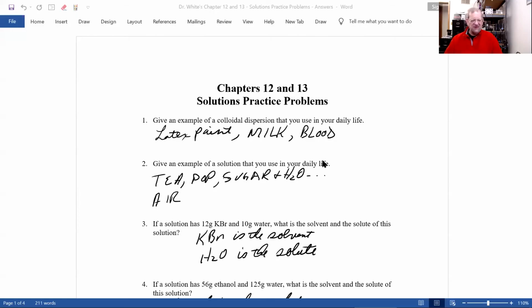Hopefully you didn't do that in indelible ink, but if you did, acetone will take it off, or isopropyl rubbing alcohol. All right, let's continue on.